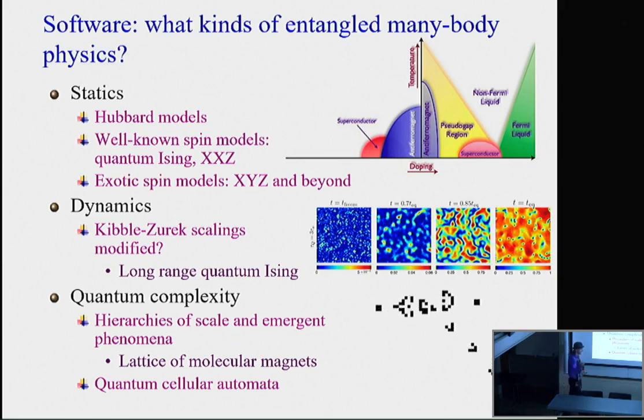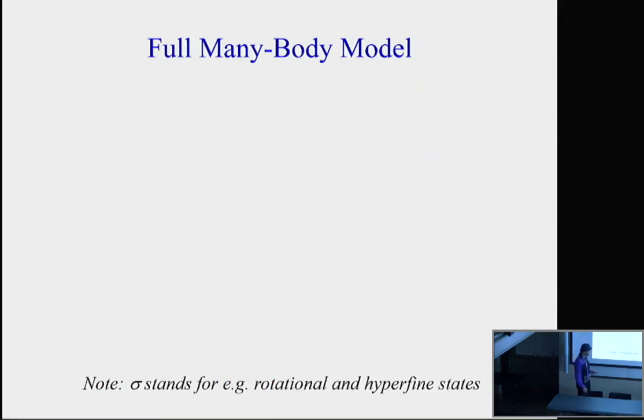For example, you can take those molecules I just showed you and use that to design new materials like a lattice of molecular magnets. All of that is well beyond what's done right now in condensed matter physics or solid state physics. And you can do things like run quantum cellular automata and ask about origins of complexity. Okay, so what do the models look like? What does the software look like that I'm trying to understand?